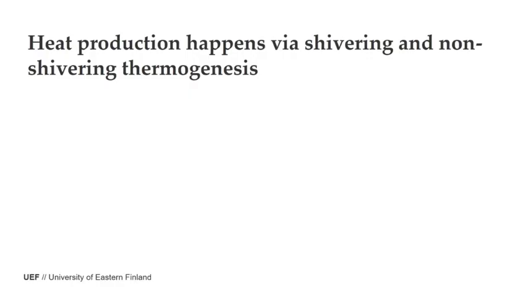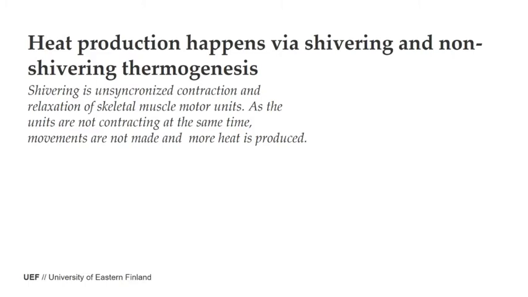Then, beside that, we can increase the heat production with shivering and non-shivering thermogenesis. Shivering is made by skeletal muscle cells, and usually the skeletal muscle motor units are working together. So the whole muscle is contracting at the same time, moving the bones and moving the animal. But if these motor units are working separately and unsynchronized, they are not contracting at the same time, so there's no movement, and that's why more heat is produced. Even when we were moving, we learned that the majority of the ATP we use for movement is actually producing heat, but now even the rest is producing heat.